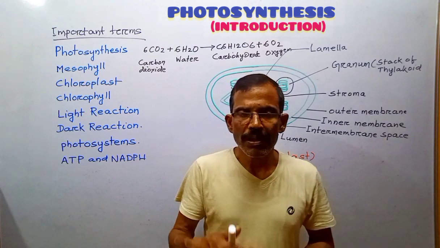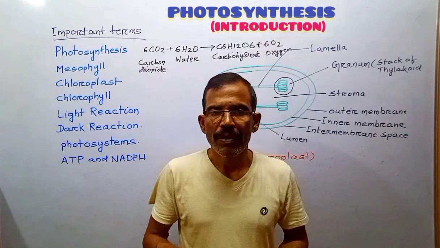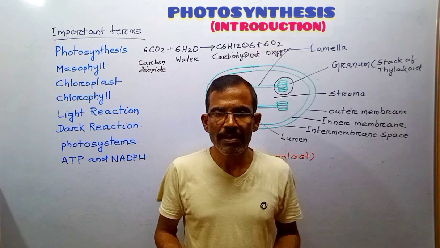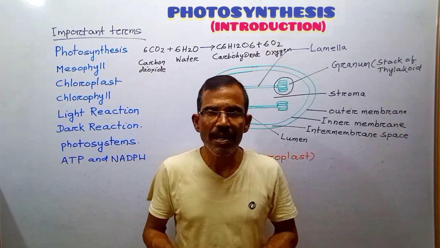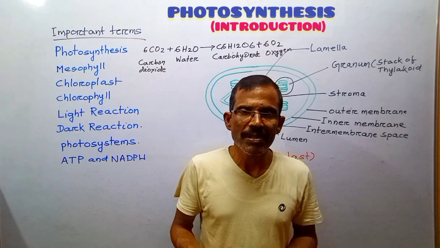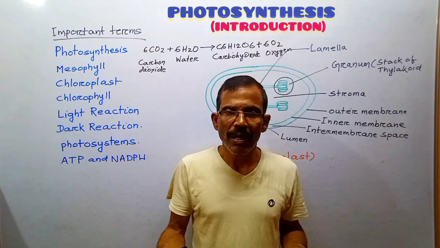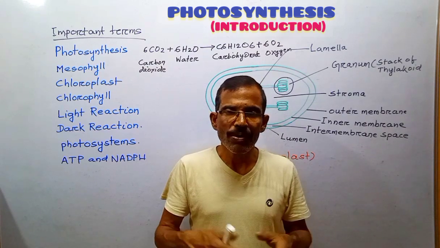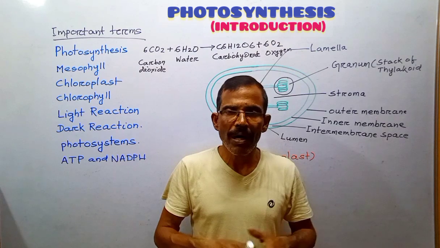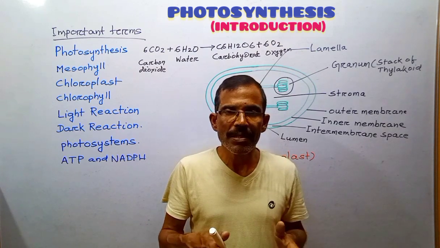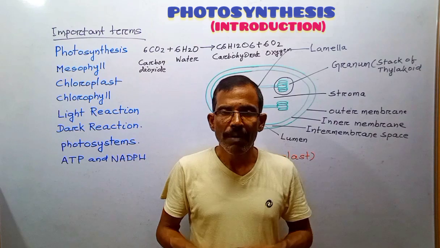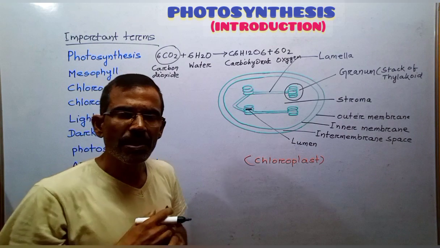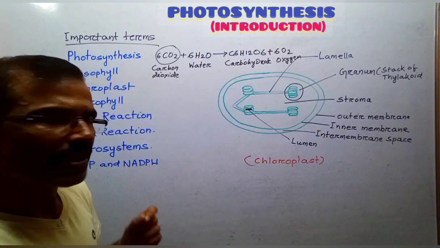The term photosynthesis means literally synthesis using light. In this process, green plants use light energy to synthesize complex organic substances. More specifically, light energy drives the synthesis of complex organic substances such as carbohydrate and generation of molecular oxygen from carbon dioxide and water. The overall equation of photosynthesis is like this.